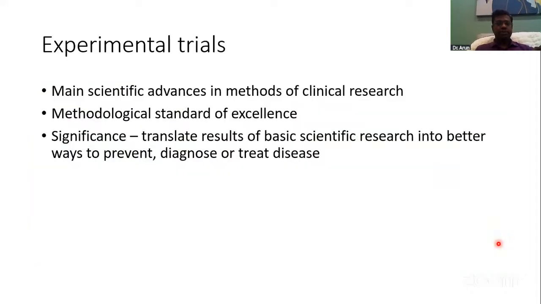Next, we will move to experimental studies, or randomized controlled studies, or clinical trials. This is the main scientific advance in methods of clinical research. This is otherwise called the methodological standard of experiments, and it is also considered the gold standard of clinical research. What is the significance of experimental trials? This can translate results of basic scientific research into better ways to prevent, diagnose, or treat the disease. Here you can test your intervention. It can be a new drug, new therapy, or new diagnostic pattern, anything you want to test newly; this is the only study design that is better and the gold standard.